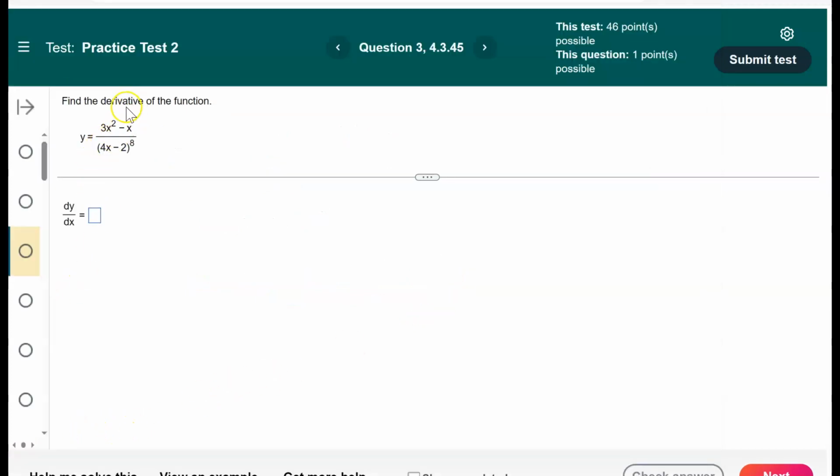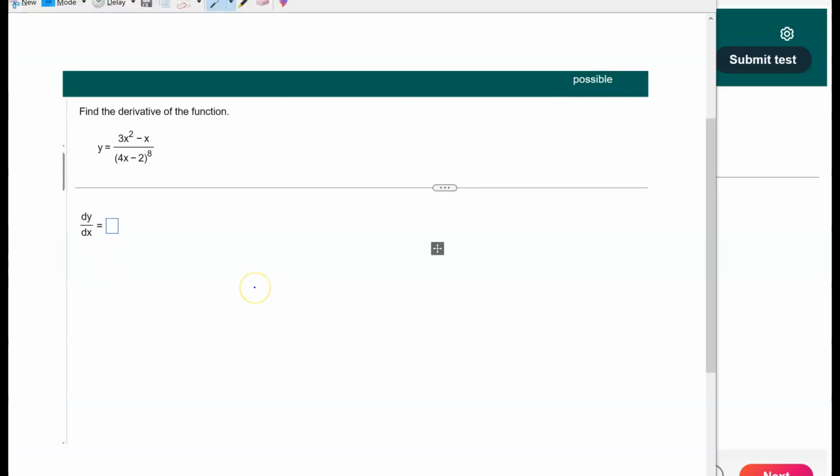Now for the next question, we are to find the derivative of the given function here. Notice that this function is a rational function. So that means to find the derivative of y with respect to x, we're going to use the quotient rule. Now let's recall the quotient rule.